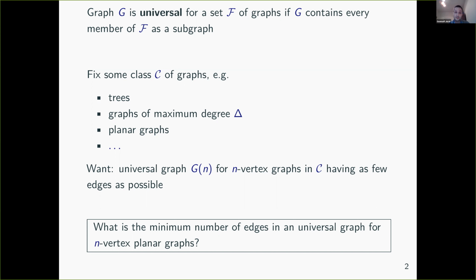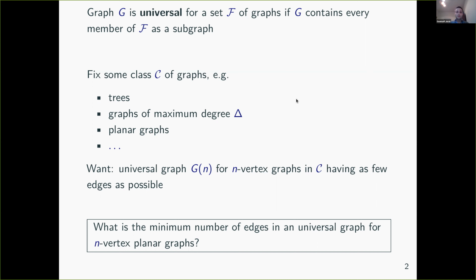So that's typically the setup in this area. And what is a nice universal graph? It's a graph that has few edges. Obviously, you could just take a complete graph on n vertices. That's definitely universal, but I think you would agree it's not truly interesting. And so the way we measure the quality of a universal graph is by counting the number of edges, and we would like to have as few edges as possible. So that will be the main topic of this talk.